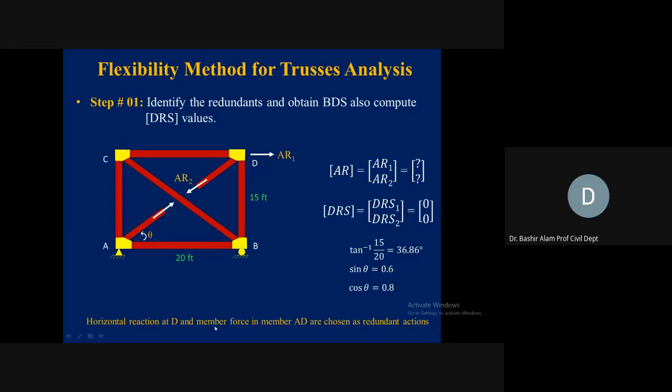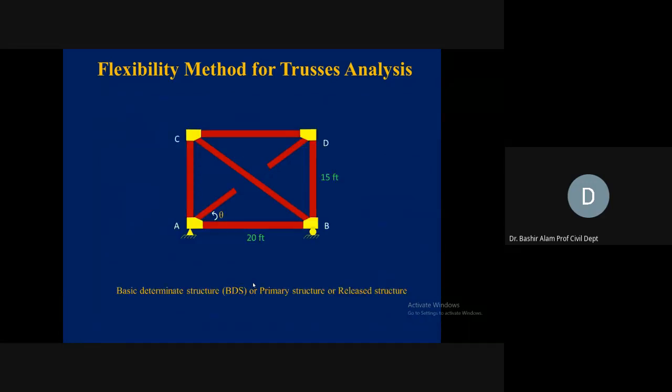So the horizontal reaction at D and the member force in member AD are chosen as redundant actions. We solve taking these as our redundant actions. When you go home, you take another support reaction as redundant action and take, let's say, member BC as your redundant action and solve this, and you will end up with the same solution. Now, this is our basic determinate structure. You see here now, it is simply supported and has very clear two triangles. This is a basic determinate structure.